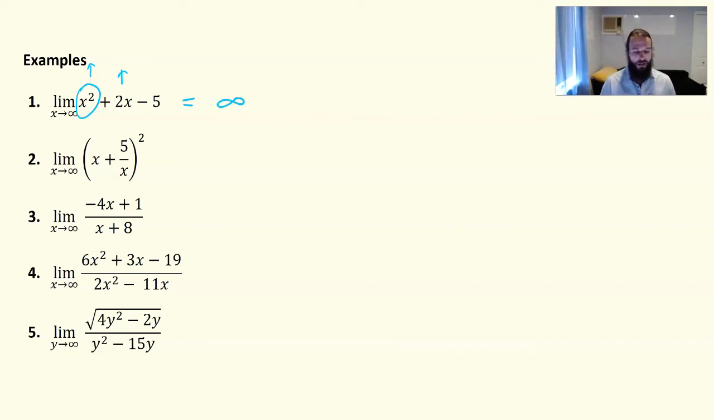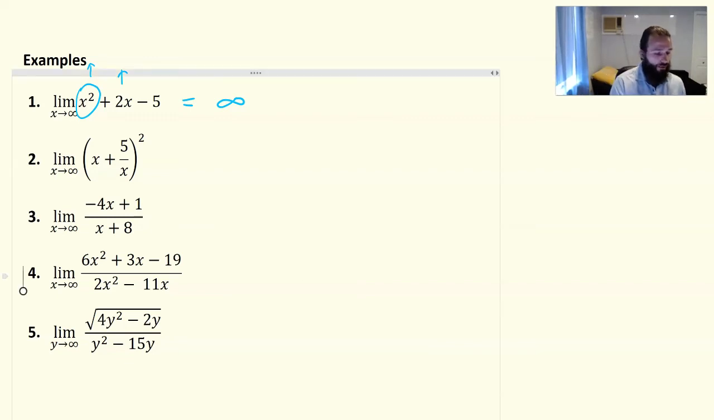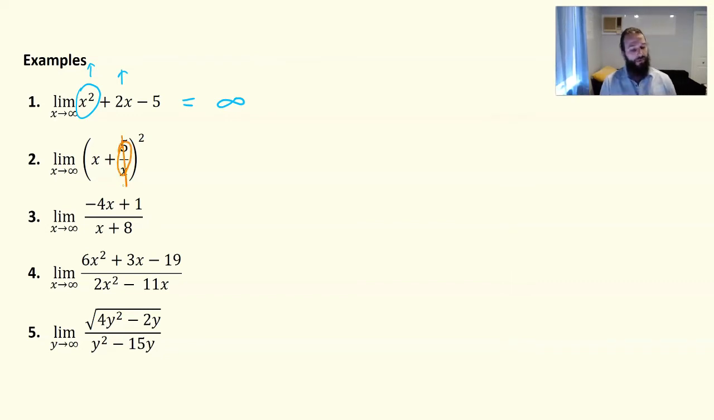The second one is a little bit trickier, and we're going to take two different approaches to number 2. The first approach is to try to think it through logically. What happens if I put a larger number in for x here? Well, 5 over x is just going to get closer and closer to 0. So then we can conclude that this function essentially is going to behave the same way as x squared does. And thus, the answer here is also going to be infinity, just like the first one.